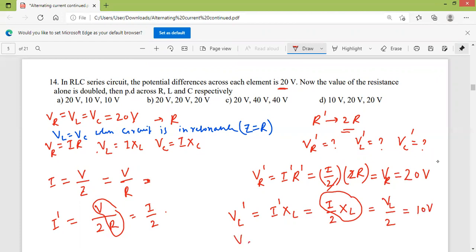Similarly, VC dash is equal to I dash XC, that is I by 2 into XC, which is VC by 2, 10. Therefore, the option is 20, 10, 10. The potential difference across R is 20 and across L and C is 10, 10. So option A is the correct answer.